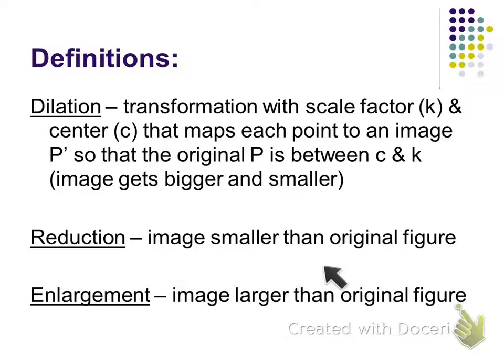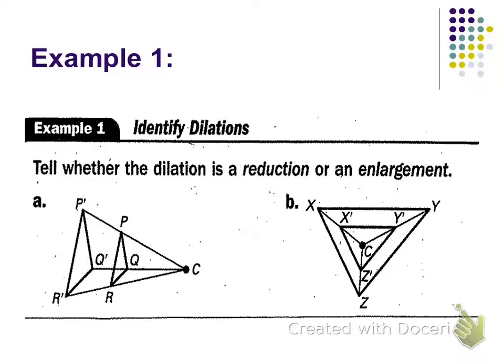When an image is smaller than the original, we call it a reduction. When an image is larger than the original figure, we call it an enlargement. On our first example, all we are doing is saying if the dilation is a reduction or an enlargement. So remember the plane points, that's our original figure. The one that has the primes or the little tick marks by them, that is the new figure. So we really just have to decide, did it get bigger or did it get smaller? On number 1, what do we think? Let's do thumbs up if you think it's bigger, thumbs down if you think it's smaller.